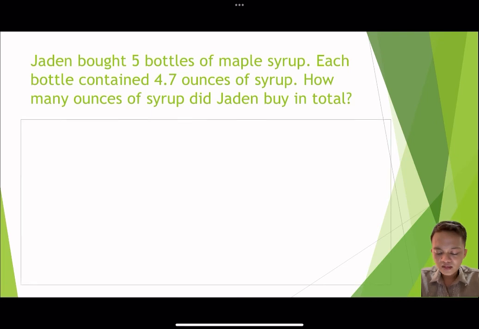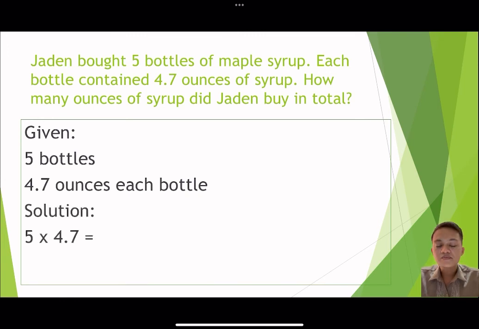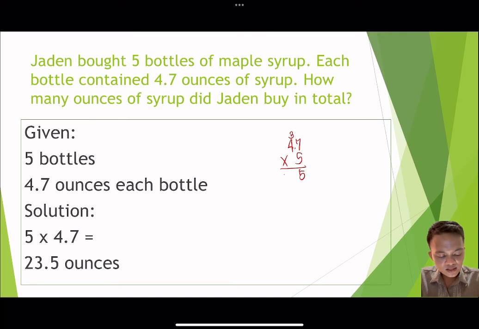So, madali lang ito dahil i-multiply lang natin yung 5 bottles by 4.7 ounces. So, 5 times 4.7 is equal to 23.5 ounces. So, to show the solution, 4.7 times 5, 7 times 5 is 35, carry 3, 4 times 5 is 20, plus 3 is 23. So, dito may isa tayong place value ng decimal, therefore, the answer is 23.5 ounces.